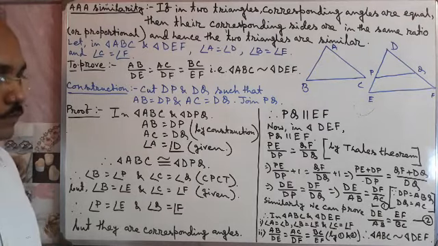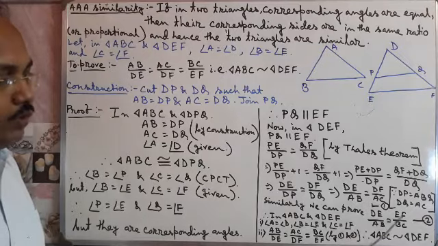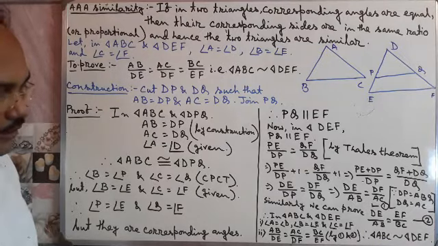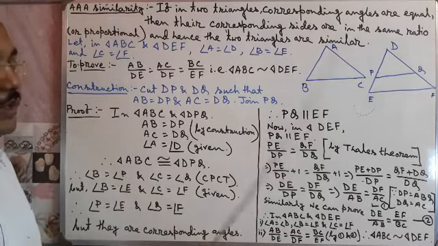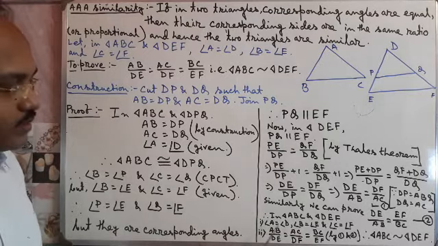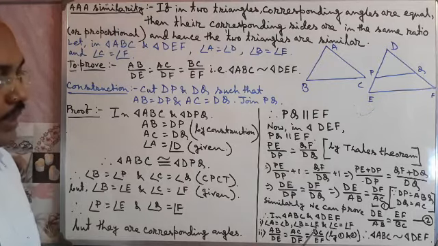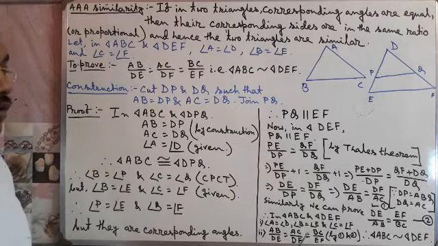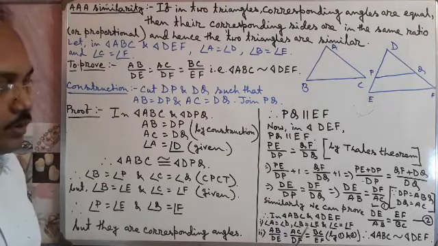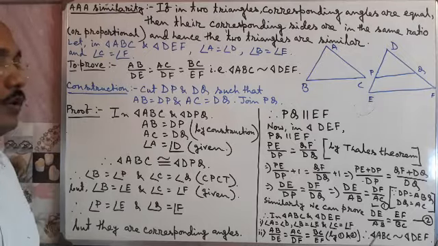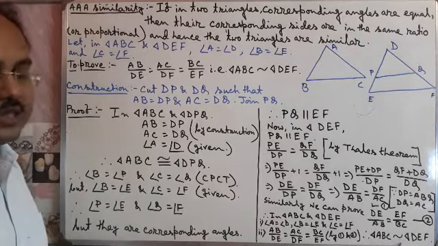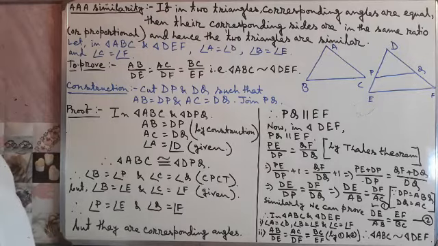So from this, 1 and 2, we can say that AB by DE is equal to AC by DF is equal to BC by EF. And in these two triangles, it is given that angle A is equal to angle D, angle B is equal to angle E, and angle C is equal to angle F. That means in these two triangles, corresponding angles are equal as well as the corresponding sides are proportional. Therefore, triangle ABC is similar to triangle DEF.